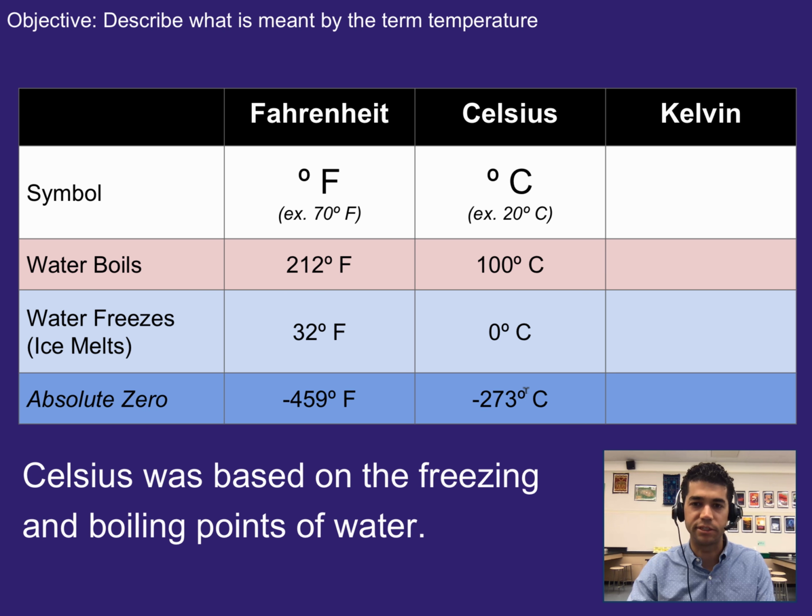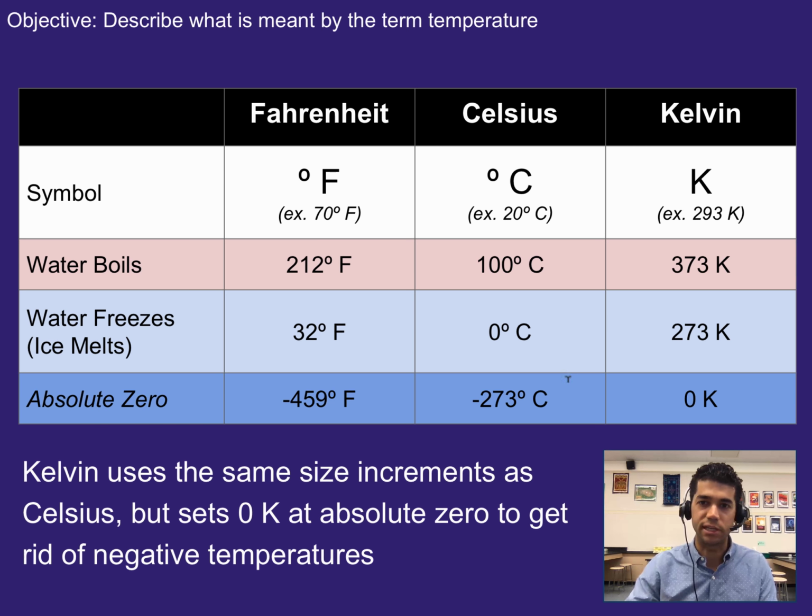Well, a guy named Kelvin came along, and he was the one who actually figured this out. He said it's kind of silly to have negative temperatures. That doesn't really make sense. So he created a scale that would get rid of negative temperatures.